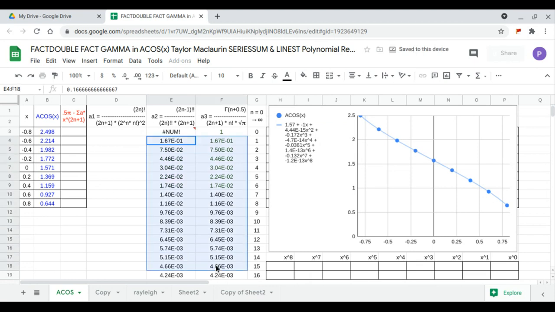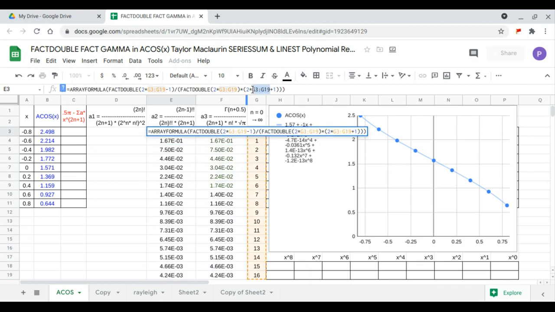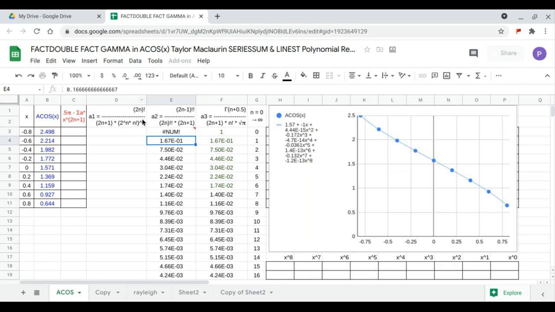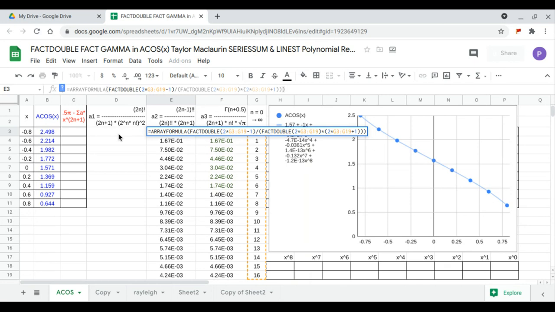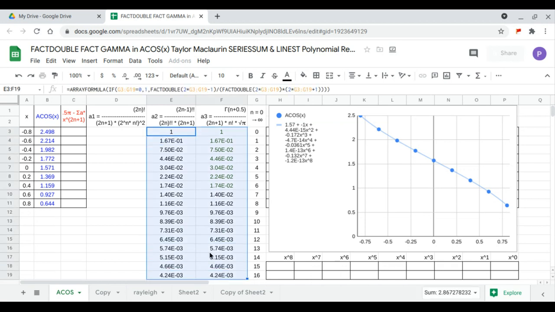You will notice these are exactly the same except for the first item. We'll correct that. So if n equals 0, it should be 1, just like the other. So we'll correct this. If n equals 0, then 1. Otherwise, calculate. So here you have the expansion coefficient in gamma and double factorial.